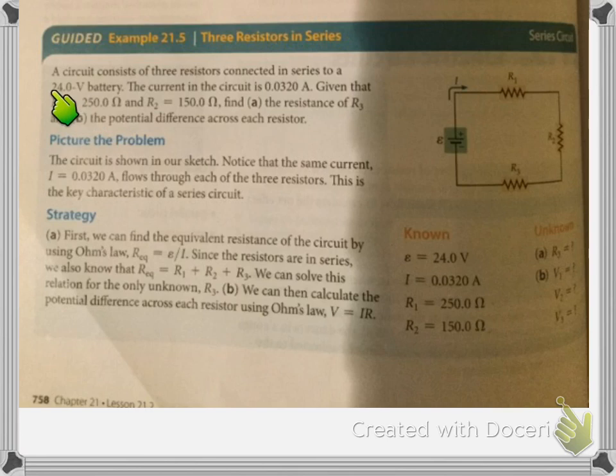All right, so we have a 24-volt battery, which is going to be our electromotive force or voltage. The current is 0.302 amps, and you have 3 resistors of 250 ohms, 150 ohms, and you're supposed to find the resistance on R3. And letter B, we're supposed to find the potential difference across each resistor. So this could be thought of as the potential difference across the whole thing, but they want to know the potential difference across each resistor.